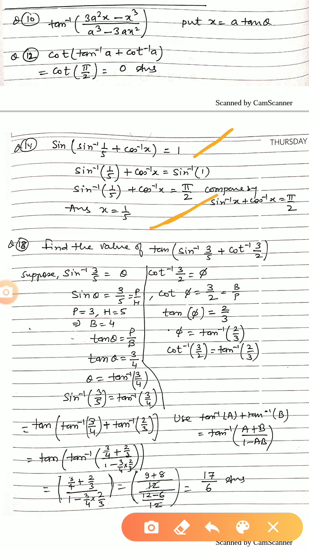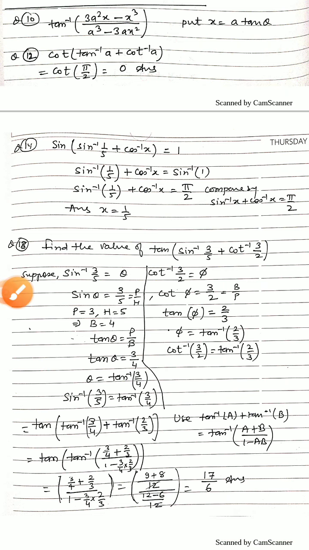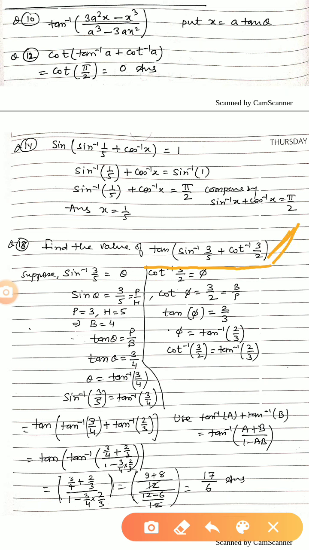Question number 18, find the value of tan of sine inverse 3 by 5 plus cot inverse 3 by 2. Here both are different angles given. So look here, sine inverse 3 by 5 is given to you as theta. So sine theta will be equal to 3 by 5, that is perpendicular upon hypotenuse. So perpendicular is 3, hypotenuse is 5, so base equals 4. So what is tan theta? Tan theta equals P upon B, perpendicular 3 and base 4.